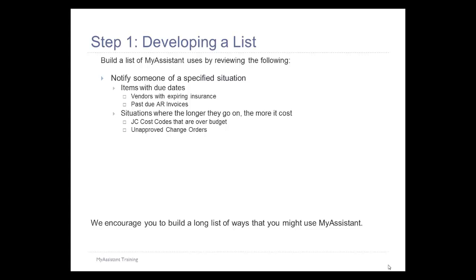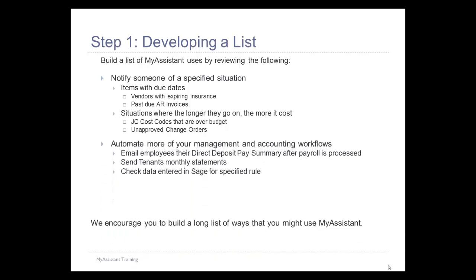An additional area that someone needs to be notified is situations where the longer they go on, the more it can cost you. Some examples of this include cost codes that are over budget and unapproved change orders. So go ahead and at this time write down at least 3 examples of situations where it would be beneficial if someone was notified of something, whether it be an item with a due date or a situation that costs more money the longer it goes unchecked.